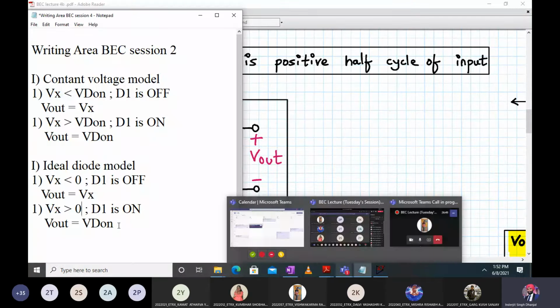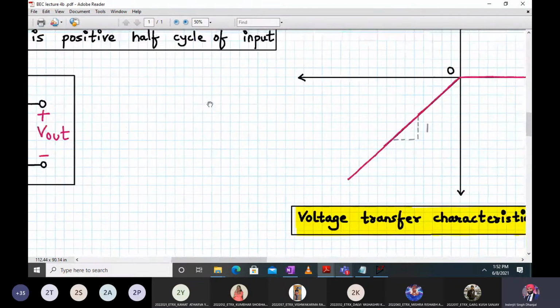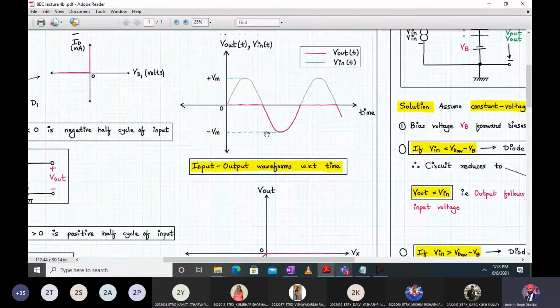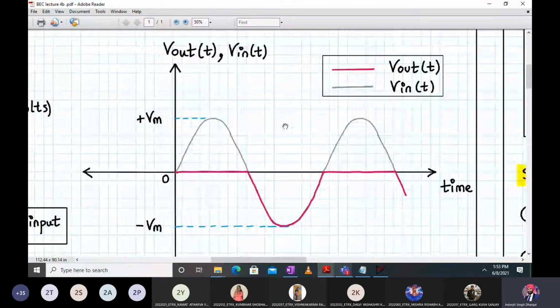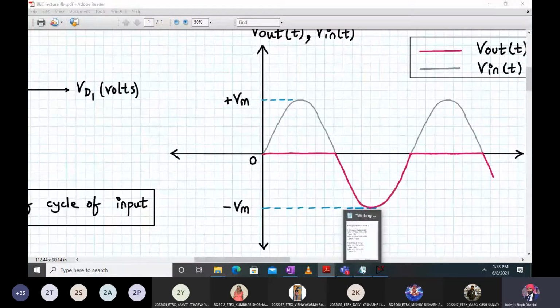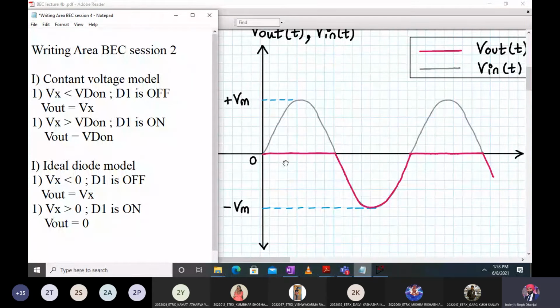So what will be the conditions over here? Wherever you have a VD on, substitute as 0. Okay. So if you have such a condition, then this will be my input output waveforms. Agree, everyone? How is this possible? Look over here. Vx is less than 0. So for Vx less than 0, diode is off and output will follow the input. For Vx greater than 0, diode is on and output is 0. Simple.